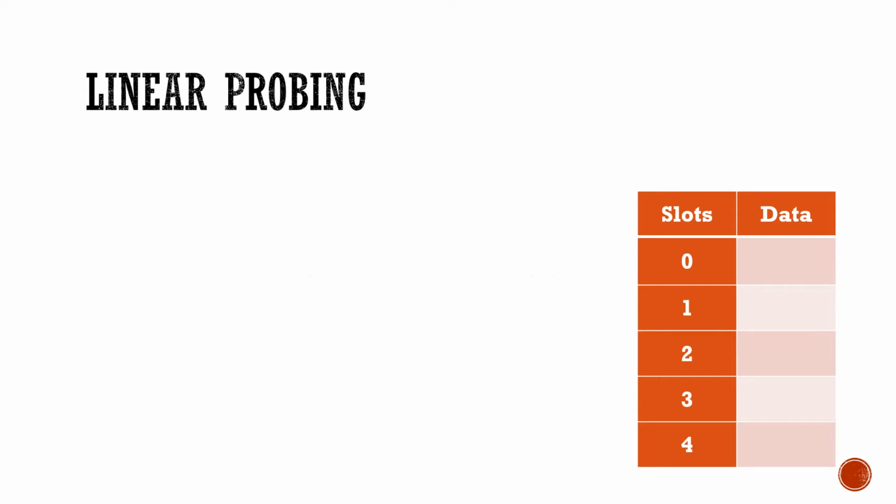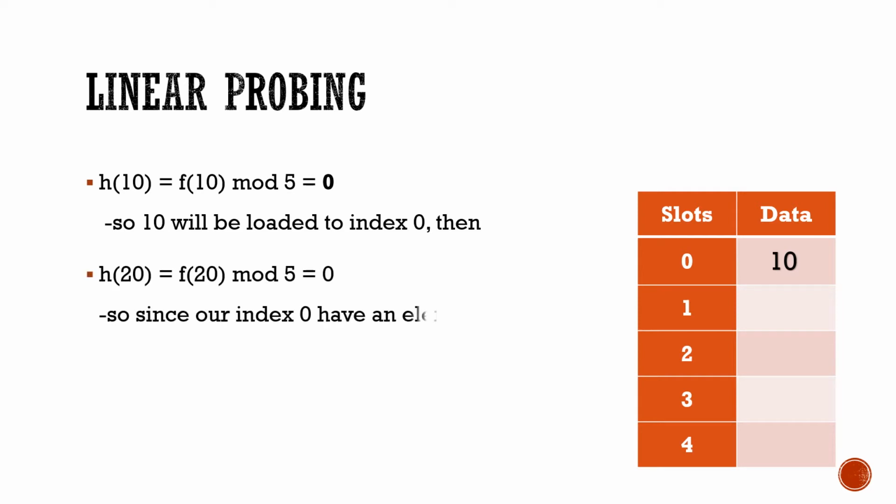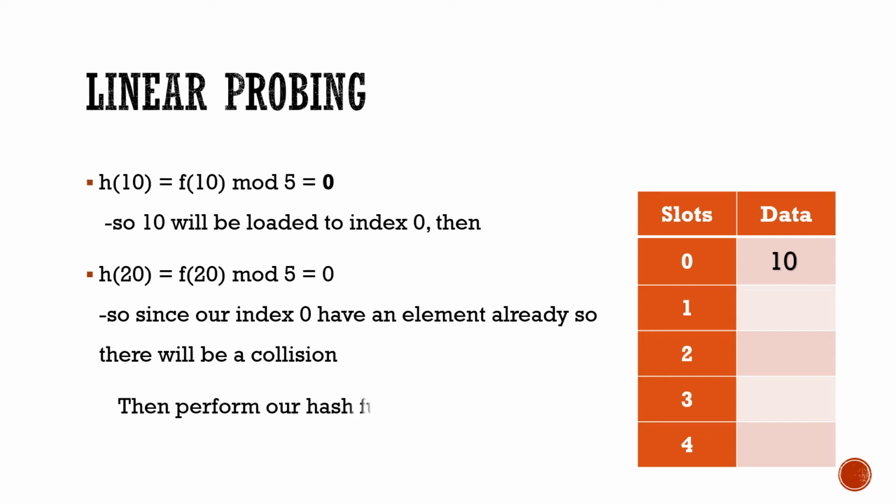So let's load our first key, which is 10. h(10) equals f(10) modulo 5 equals 0. So 10 will be loaded to index 0. Then the next key is 20. 20 modulo 5 equals 0. Since our index 0 has an element already, there will be a collision. Then perform our hash function. h1 equals (f(20) + 1) modulo 5 equals 1. Then the element 20 will be loaded to index 1.